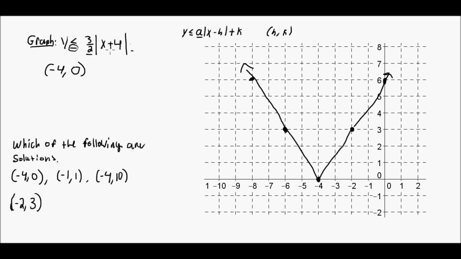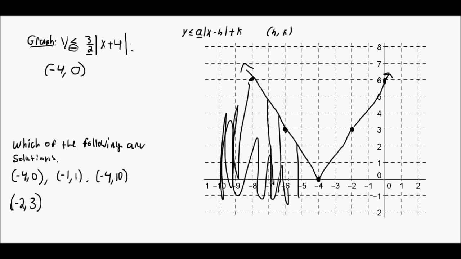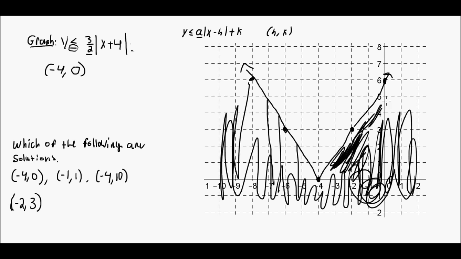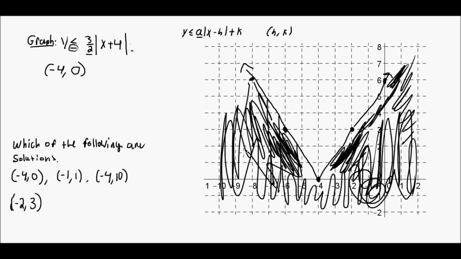Now, I still need to shade, and I need to decide whether to shade above the absolute value, that would be in this region, or below the absolute value, that'd be in this region. Well, this is y is less than or equal to, so I need to shade below the absolute value. So I start on the absolute value and I just shade below it. All of this region gets shaded underneath. So the solutions to this inequality are the region I've shaded and the actual graph of the absolute value.